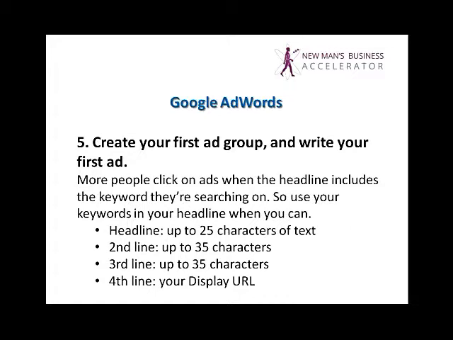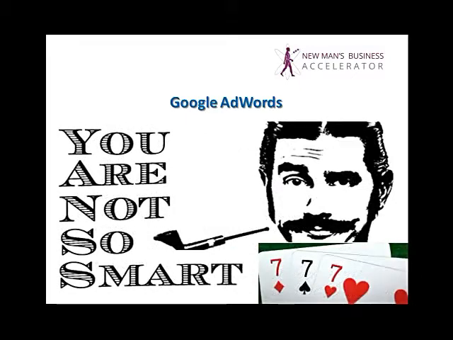Create your first group, write your first ad. This is what we talked about. For this, you need €1, €5, €7, €10. Just check. What is important? You are not as smart as you think. Use the formula 7 times 7.